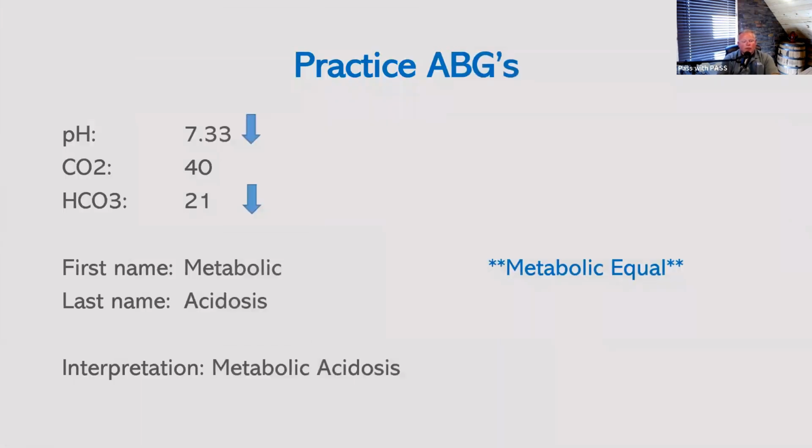On this one, we look at our pH. We have a 7.33. We know that that is immediately an acidosis because it's less than 7.35. We look at our CO2. That is normal at 40. Then we look at our bicarb, and our bicarb is 21. Remember that if my pH is going down and my bicarb is going down, they are metabolic equal. This is a metabolic acidosis.